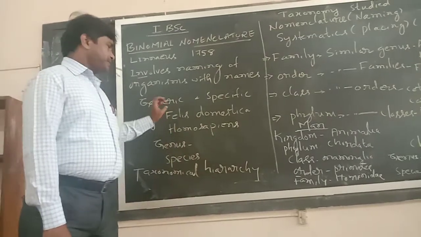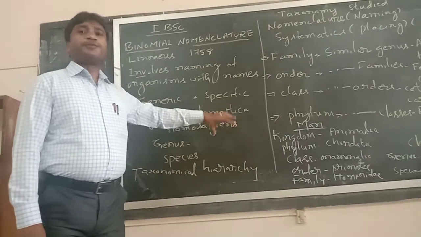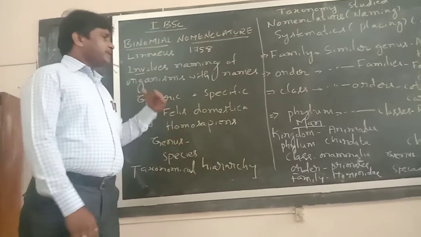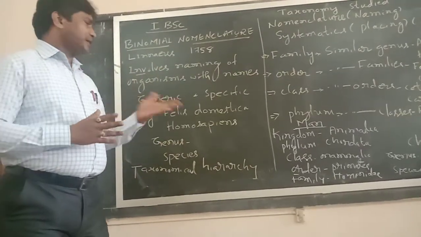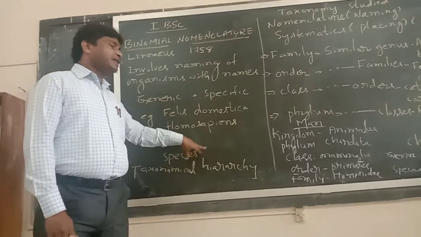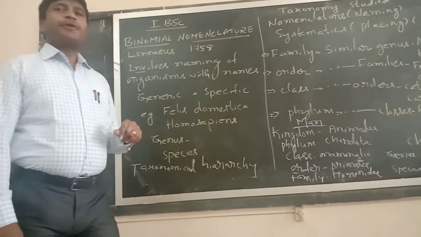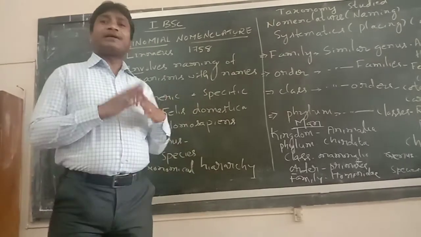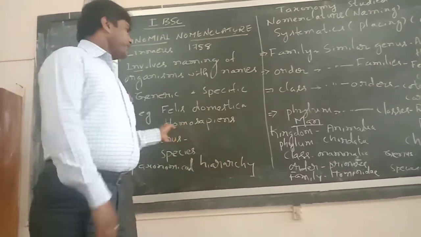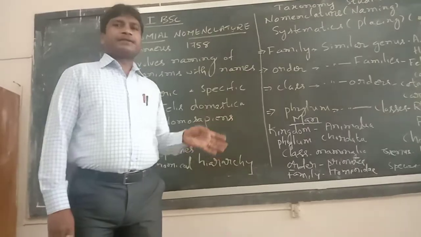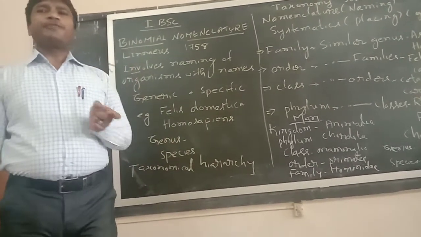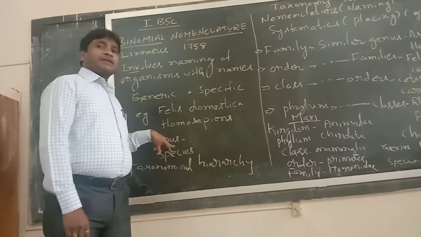Species chiefly refers to a group. Since we are mainly concerned with the study of organisms, species is a group of organisms which are similar in characters, and they can interbreed to produce fertile offspring. Such a group of organisms is called a species.